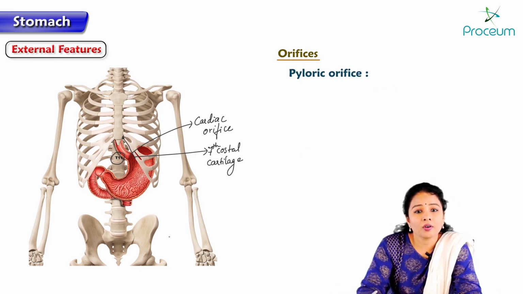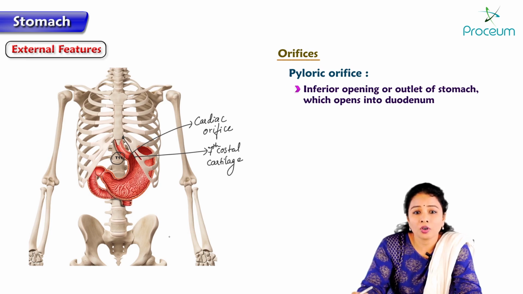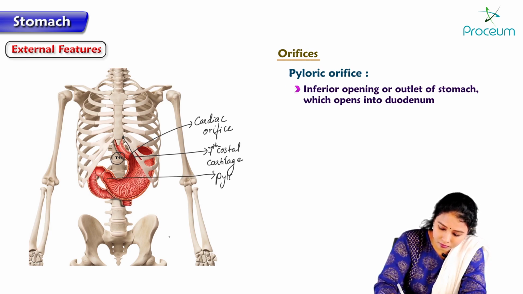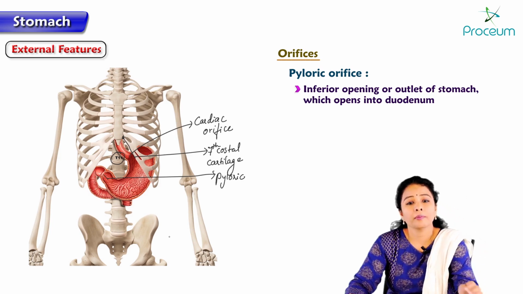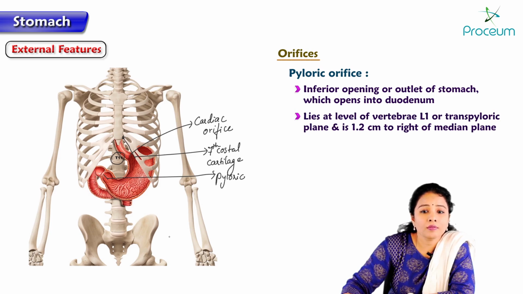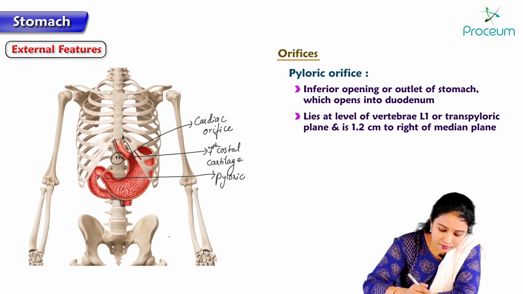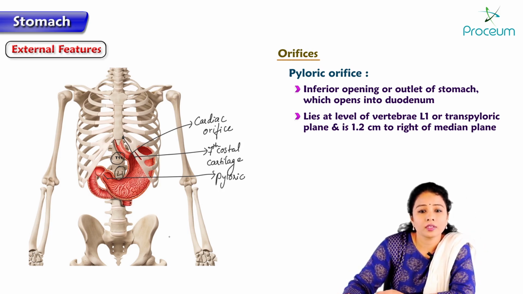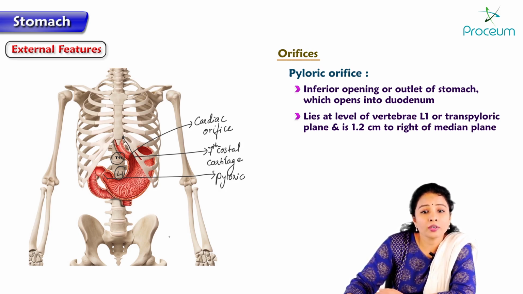Next, the pyloric orifice is the inferior opening or outlet of the stomach, which opens into the duodenum. The pyloric orifice lies at the level of lumbar vertebra L1. That is, it is located at the level of the transpyloric plane, around 1 to 1.2 centimeters to the right of the median plane.